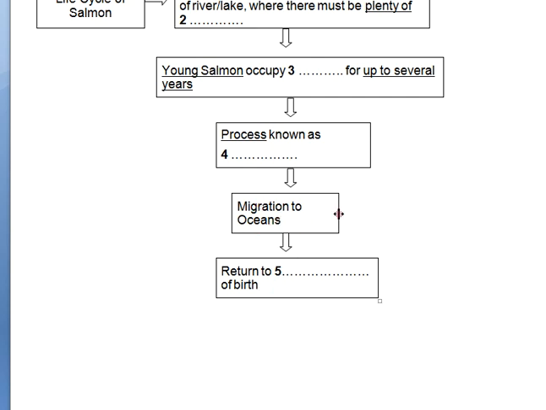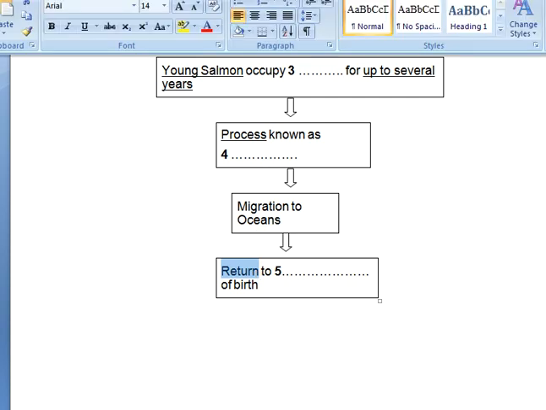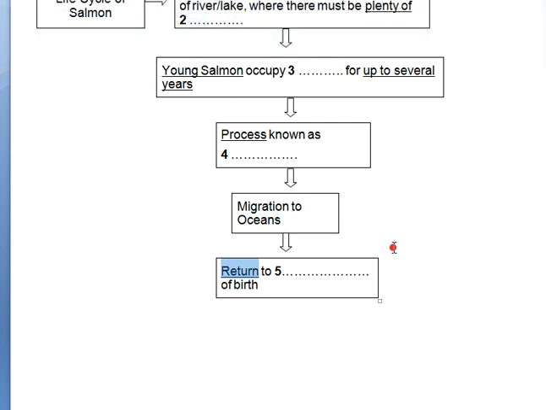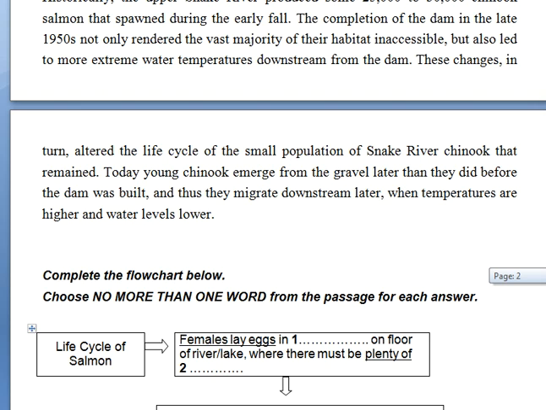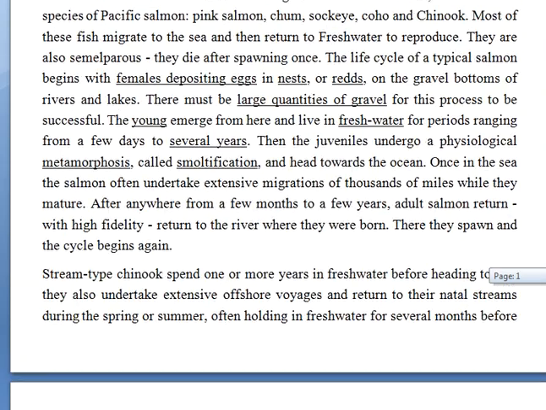And then the next question, no question here. So they migrate to oceans and return to dash of birth. Return to. So perhaps my keyword is return here. So I have to find something related to return, and birth, return to dash of birth. Okay, I'll keep that in mind, return to dash of birth.